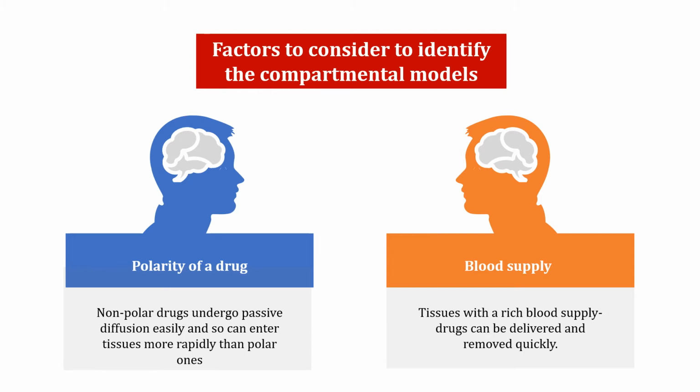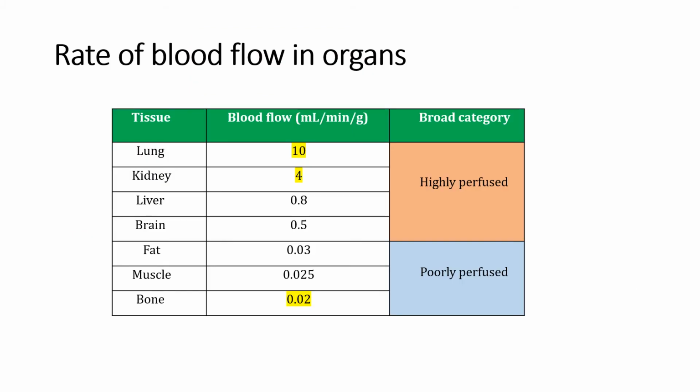That's why I gave you the example of bones as well as fats, in which the blood supply is quite minimal compared to highly perfused organs like the liver, kidney, or brain. Any drugs associated with tissues like bones will not show a single compartment model; there will be more than one. I can see the figure with the rate of blood flow in organs. You have one highly perfused group and another poorly perfused group, like fat, muscle, and bone. Most highly perfused tissues approximate the first compartment and the poorly perfused ones the second compartment. So blood flow is very important.